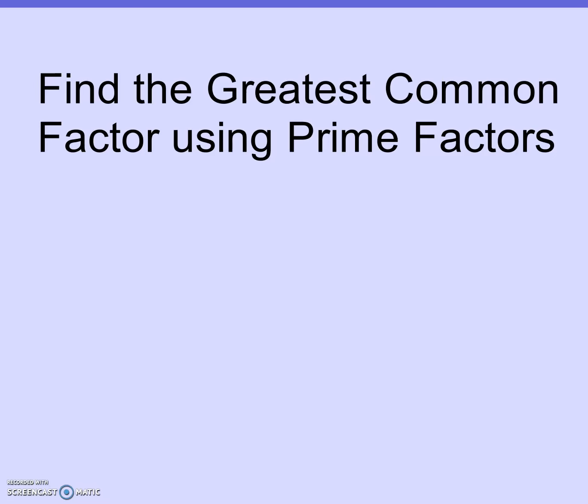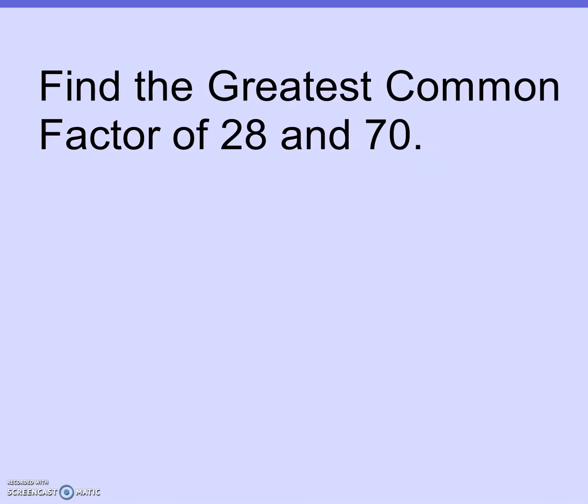Okay, we're going to keep working with greatest common factors, but we're going to try a different strategy here. I'm not saying this strategy is any better, but I'm going to use prime factors instead of what I've used before. Let me just jump right in so you can see what I mean. If you're supposed to find the greatest common factor of 28 and 70, here's what we did first.